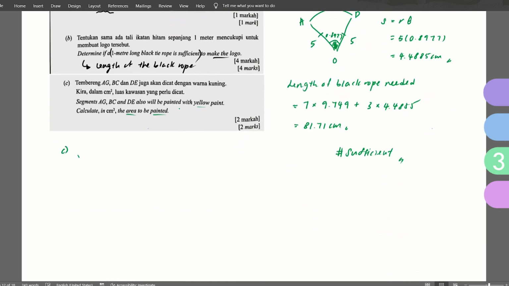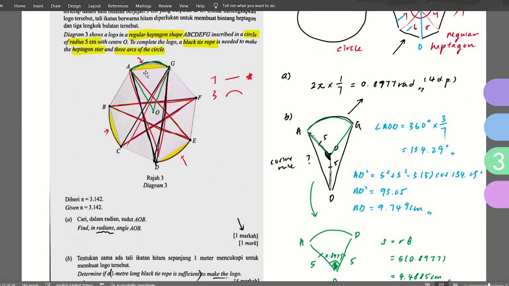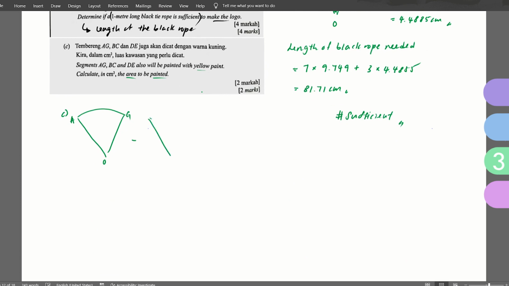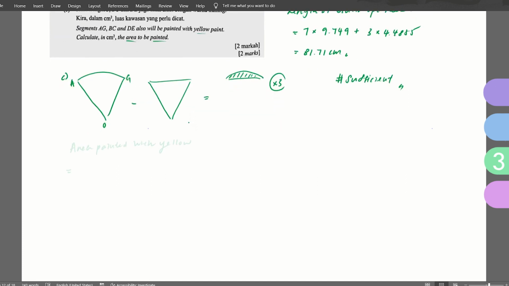So here I would use the sector AGO minus off the unimportant parts, which is the pink color triangle, to get the yellow colored area. And remember to multiply by 3 afterwards. So area of the sector, the formula is 1 over 2 r squared theta. So here the radius are 5. And the angle that we found in part A is 0.8977.